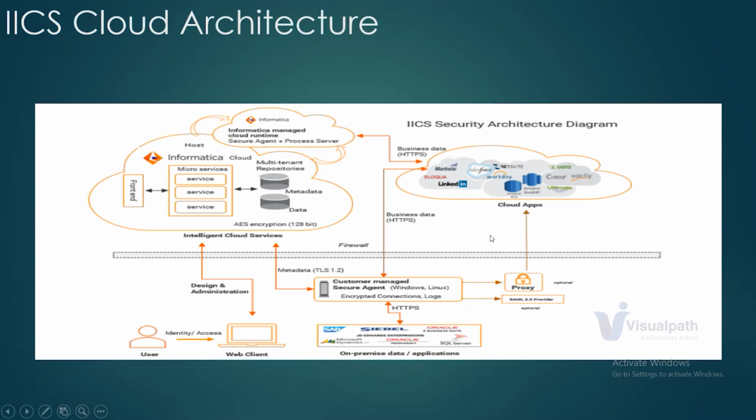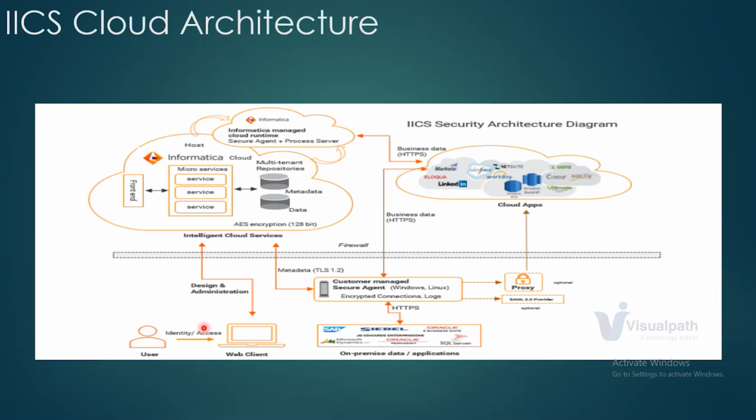Okay, I'll move on to architecture. If you look at this picture, you as a user log into a web client with your credentials and do your design and administration. There is a customer-managed secure agent, which is hosted on a Windows machine or a Linux machine. The dotted lines that you see are the organization's firewall. Your secure agent is managed within your organization, which means your data is always secured, sitting behind the company's firewall.